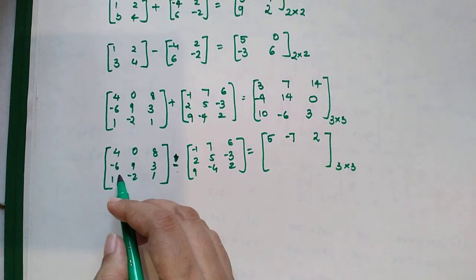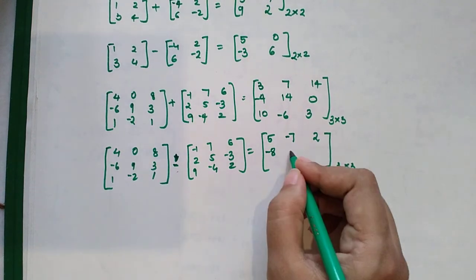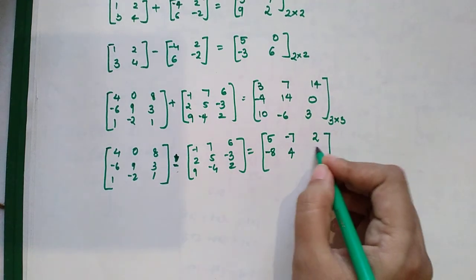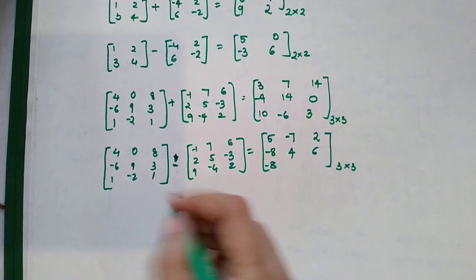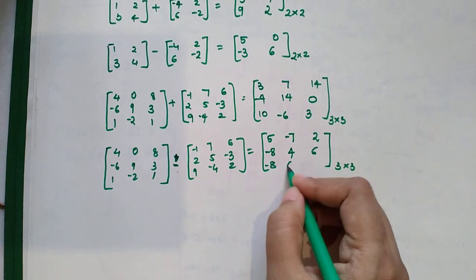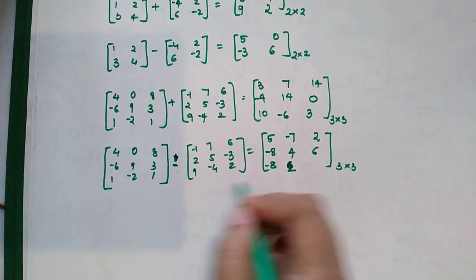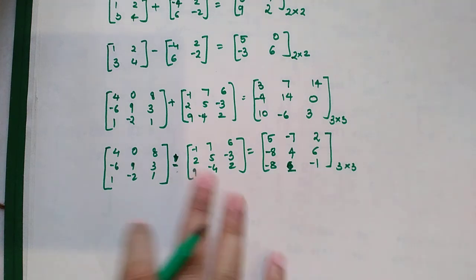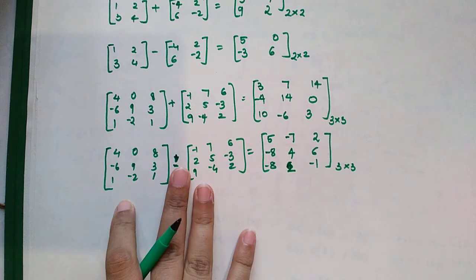Now minus 6 minus 2 gets you minus 8. 9 minus 5 gets you 4. 3 minus minus 3 becomes plus 3, so 3 plus 3 gets you 6. 1 minus 9 gets you minus 8 again over here. Now minus 2 minus of minus 4 gets you plus 4, so minus 2 plus 4 gets you 2. And 1 minus 2 gets you minus 1. So you understood? This is how you can do the addition and subtraction of all kinds of matrices.